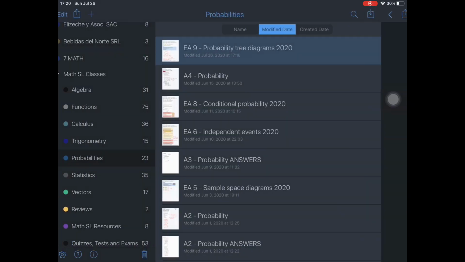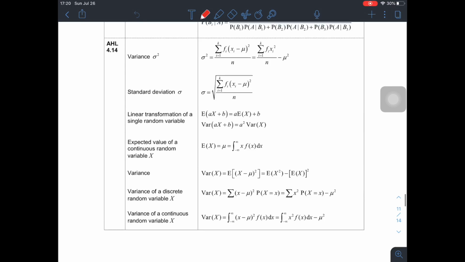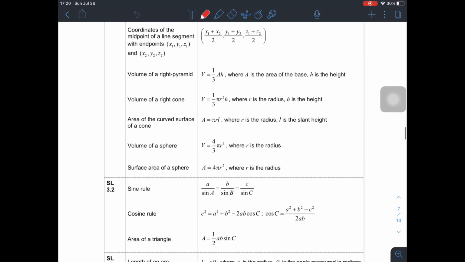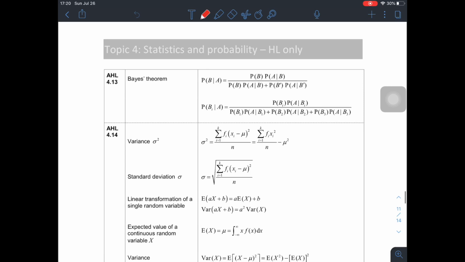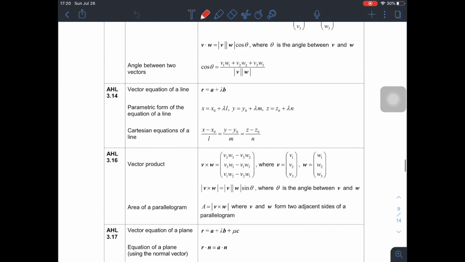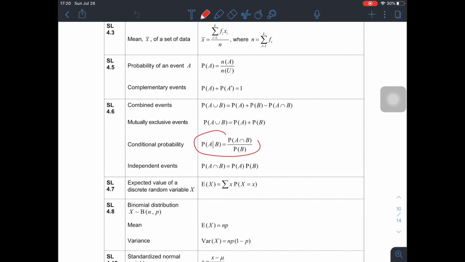Okay, so if you remember the formula for conditional probability, let me show you the formula. Here we have the formula booklet. If we go to topic statistics, topic 4, and go to probability, here you see that conditional probability has this formula. Conditional probability of A given that B is A and B over the probability of B. Okay, so we're going to apply that same formula to our problem here.